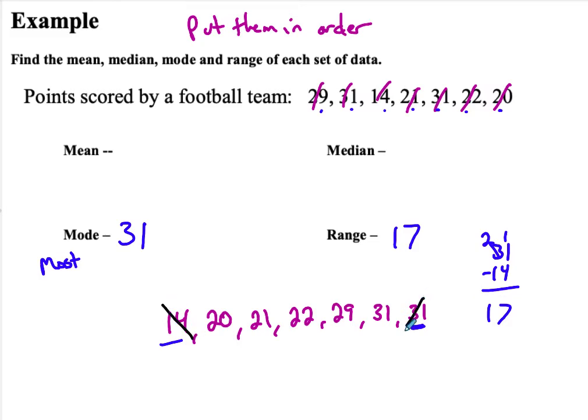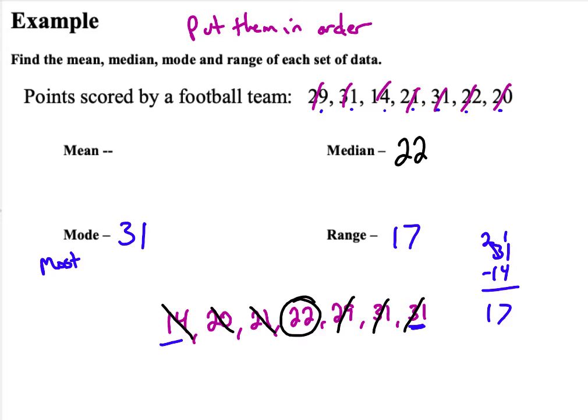So 14 and 31, and then 20 and 31, and 21 and 20. My median is 22. Okay? And then my last step is my mean. And again, you can do these in whatever order you want.